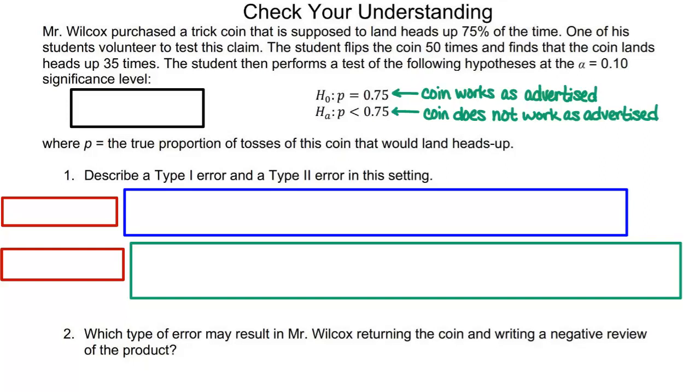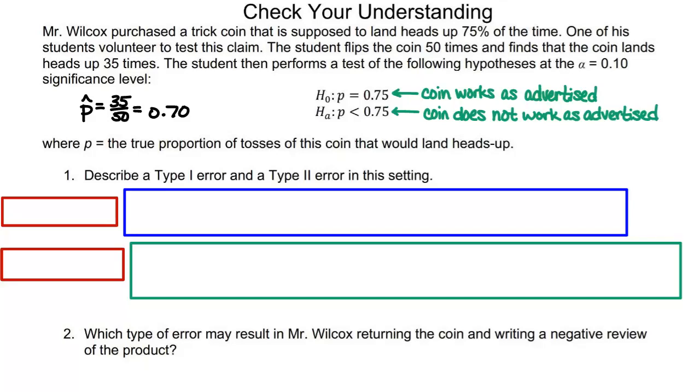What was the test statistic? What'd you say? 0.70, yeah, 0.7. 35 out of 50, so 0.70. So do we have some evidence that it's not working as advertised? Yes. We haven't run the full significance test yet, but at this point, I want to know what a type 1 error and a type 2 error would look like.